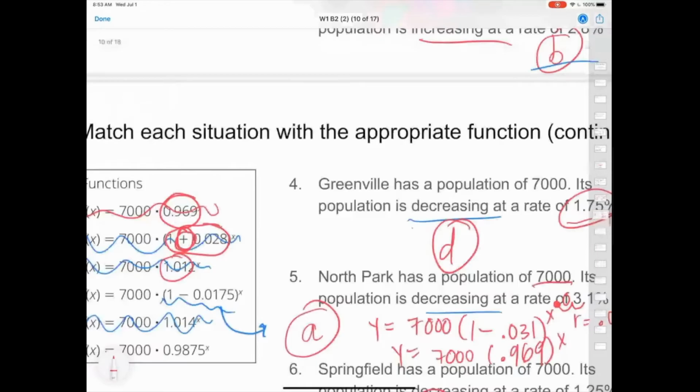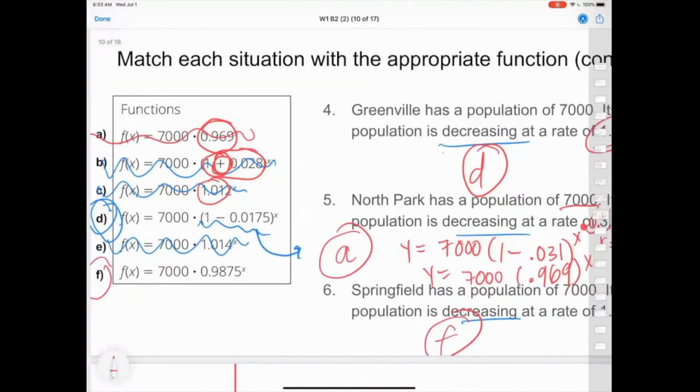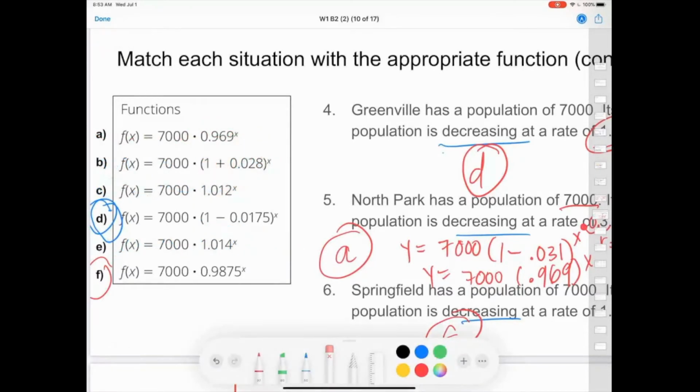Okay, so here, let me erase some of this stuff. Okay, so for the choices, I'm going to highlight the positive ones in green. So I know this one is going to be an increasing function, and I know that because of the plus sign in the middle, okay? Whenever you have a plus, that means it's increasing, okay? So I'm going to put a plus because it's increasing.